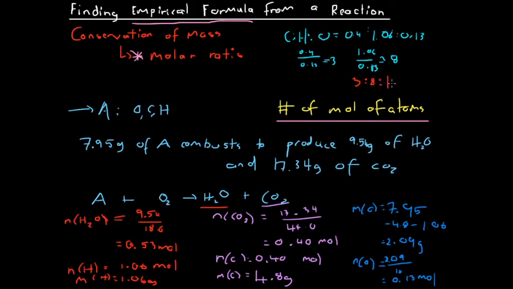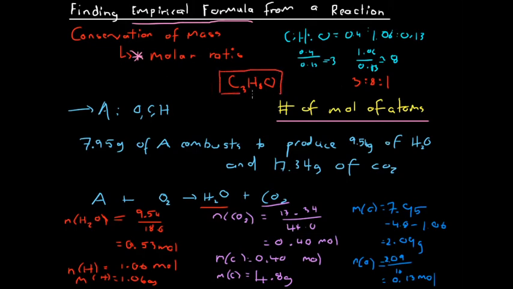That gives us, if we have carbon to hydrogen to oxygen in that ratio, that means our empirical formula is C3H8O, which is propanol. So that is our final answer.